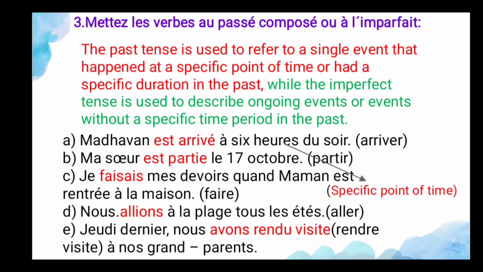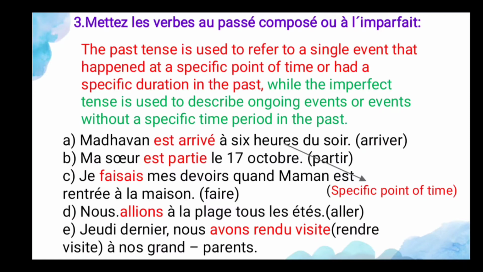Madhavan dash à six heures du soir. So here they already mentioned the time, six o'clock. So it is a specific point of time, right? For a specific point of time, you have to use the past tense only, right? So: Madhavan est arrivé à 6h du soir. So Madhavan arrived at 6 o'clock in the evening.